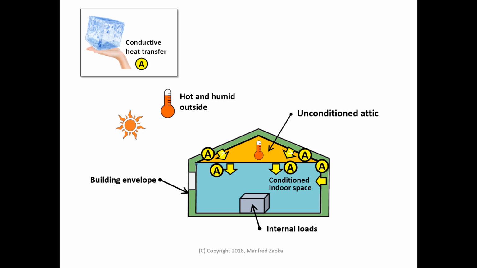First, we have conductive heat transfer, which is indicated here as A, and this occurs through the building envelope and between the unconditioned attic and the conditioned indoor space. The rate at which heat is entering the building and the conditioned space is controlled by the level of insulation and other barriers to solar heat gain.